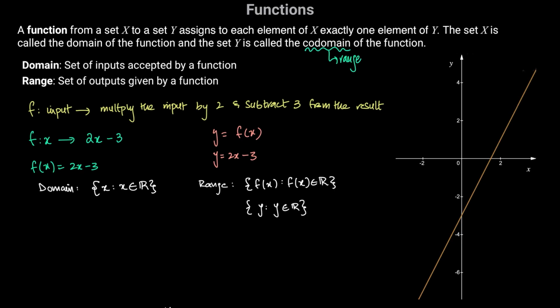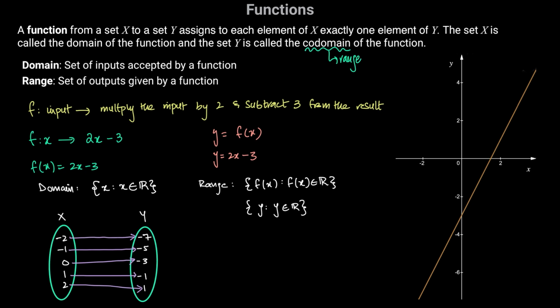Now let's consider some possible inputs for this function and the corresponding outputs. So here I've shown some of the elements in the set x. These are some possible inputs that the function can take and the corresponding outputs. So for example, when the input x is equal to -2, we know that the function multiplies the input by 2 and subtracts 3 from the result. So when x is equal to -2, we get -7 as the output. So we can say that f of -2 is equal to 2 times -2 minus 3. And therefore when the input is -2, the output is -7.